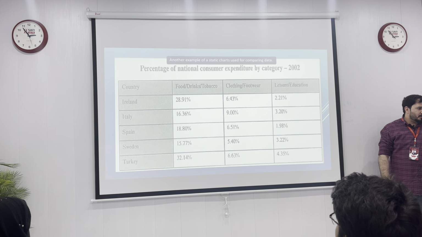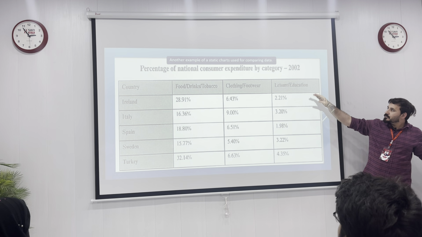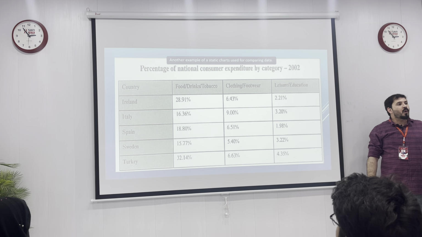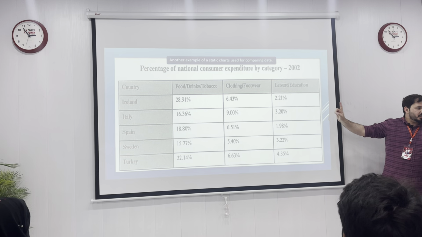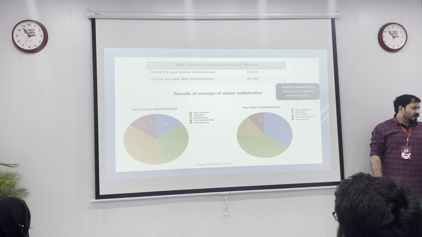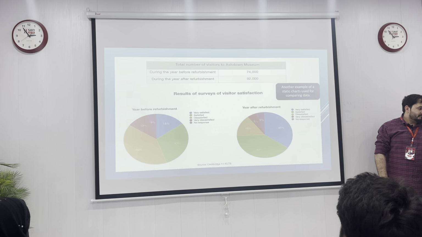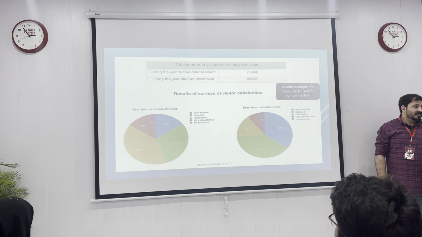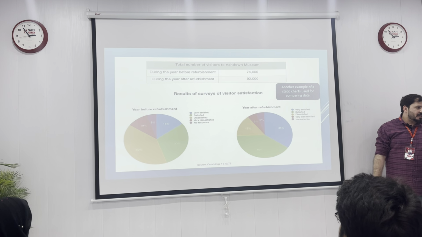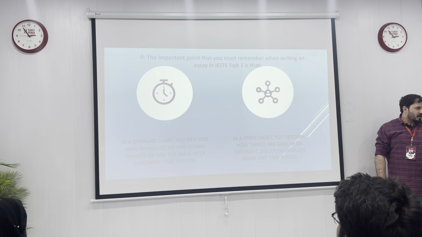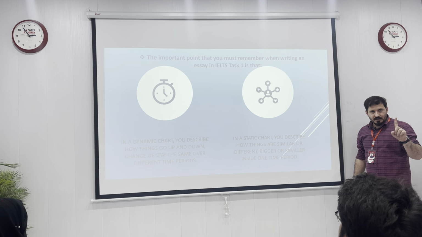Now let's take an example of this one. Again, it is static. Why? Because there is only one year. Excellent. Now let's take an example of this one. Is it static or dynamic? Static. Why? Because you don't have any year. Excellent. Now, what's the difference?